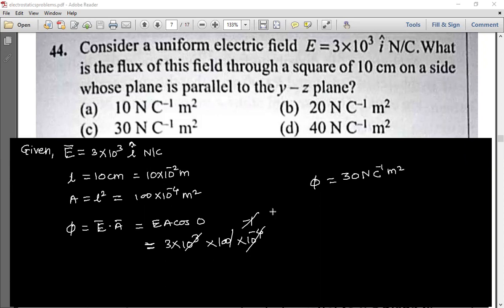So what should be your answer? What is the option number below? Option number C. Clear? Do it fast. Finished? Shall I go to the next page?